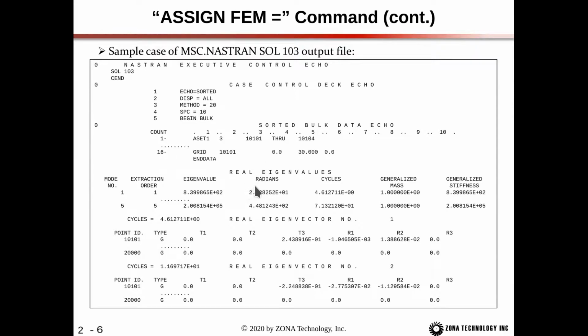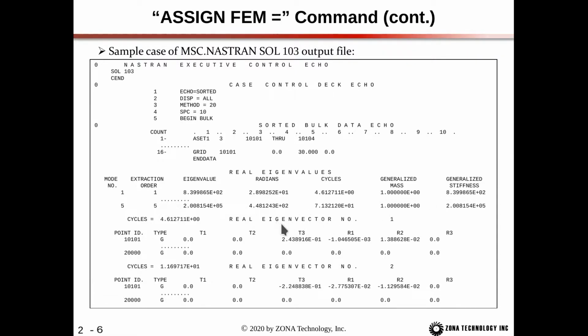Next, ZEUS will look at the real eigenvalues. So it looks for this string, real eigenvalues, and then parses out this data. So in this case, we have 5 modes. So it will read this information here: the eigenvalue, generalized mass, generalized stiffness.